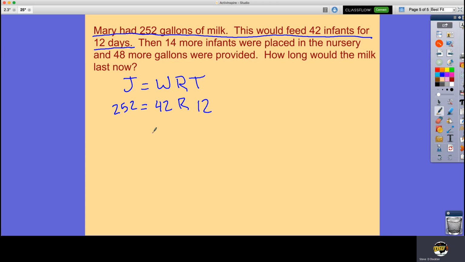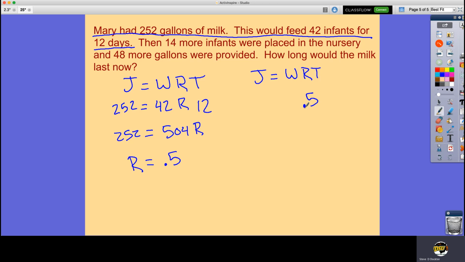Okay, so we take the 42 times 12, we get 504 times the rate equals 252. Divide the 504 over, and we find that our rate is 0.5. Okay, so then we have to use the rest of the information to be able to figure out t here. How long would it take, or how long will it last? That's solving for t. We know that our rate is 0.5.